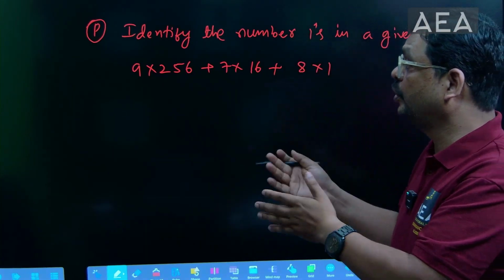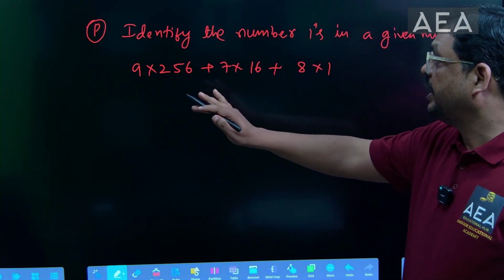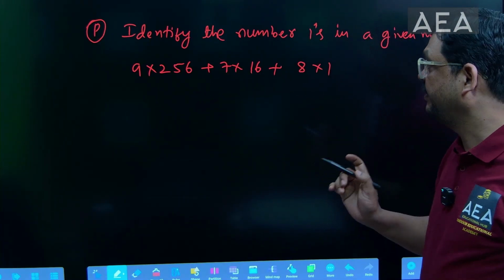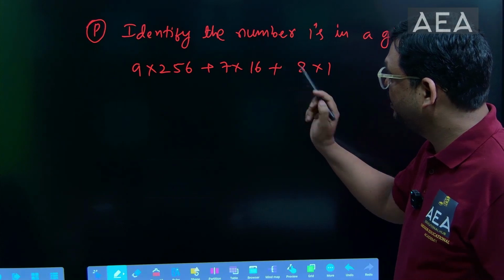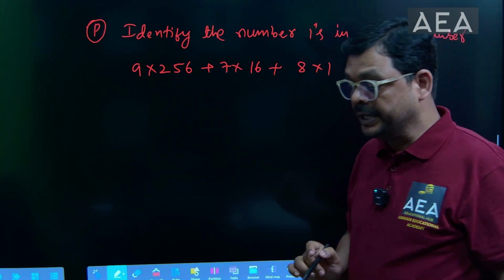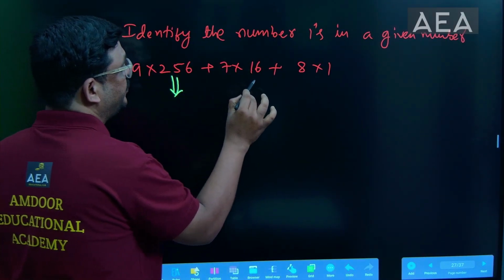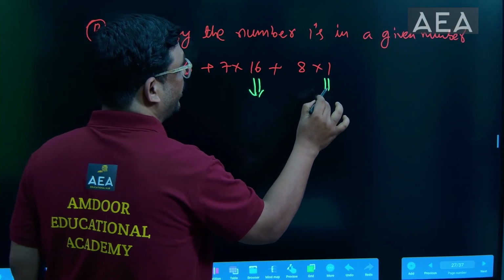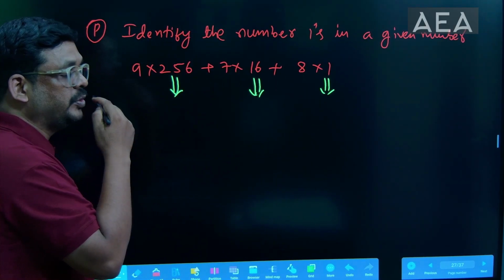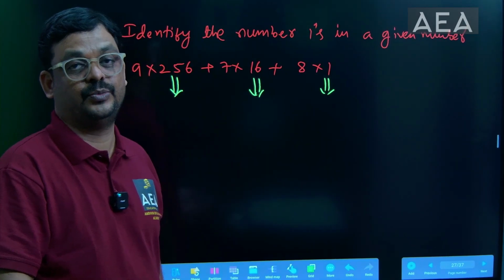First of all, we have to know which type of number system this comes under. Just try to observe the complete given number. Here 8 into 1, plus 7 into 16, plus 9 into 256. Just identify these numbers: 256, 16, and 1. Go through these numbers and try to identify which position values these are.